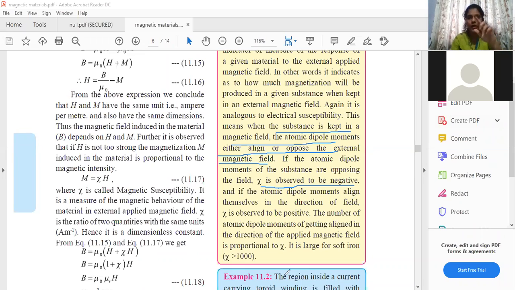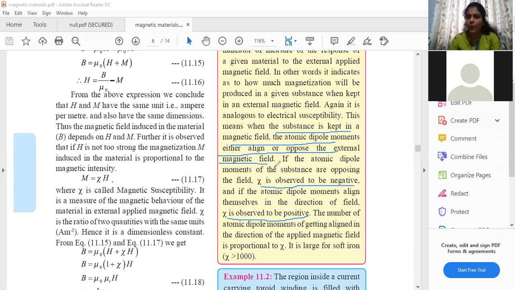So for the materials in which the dipole moments are aligned in the opposite direction to that of the external magnetic field, the value of χ is observed to be negative. And if the atomic dipole moments align themselves in the direction of the magnetic field, then the χ observed is positive. So the number of atomic dipole moments getting aligned in the direction of the applied magnetic field is proportional to χ. χ is the amount of magnetization. It is a measure of magnetization of the material.